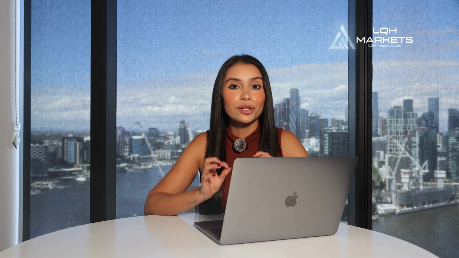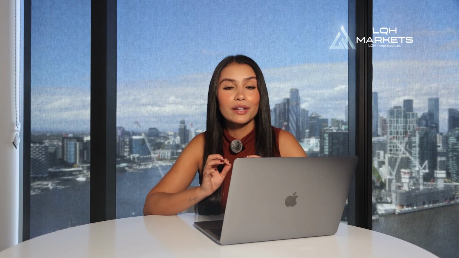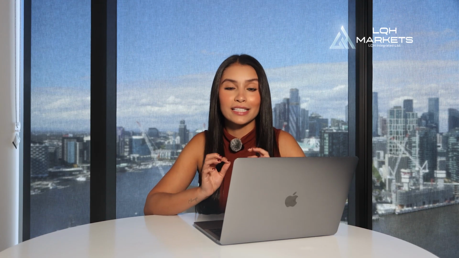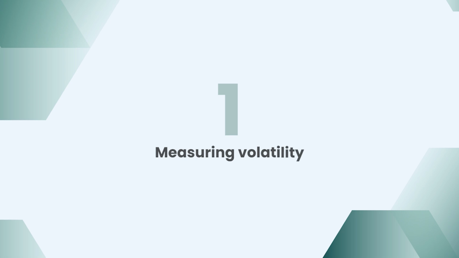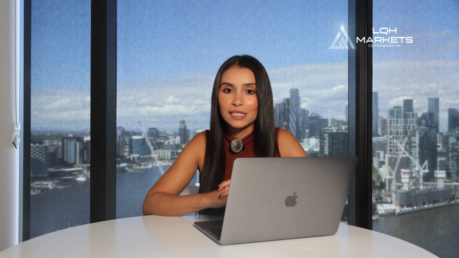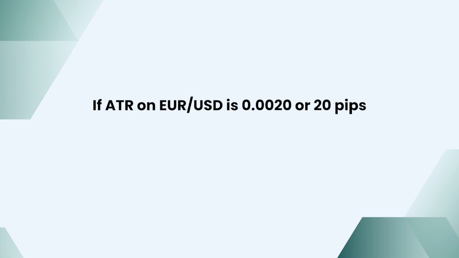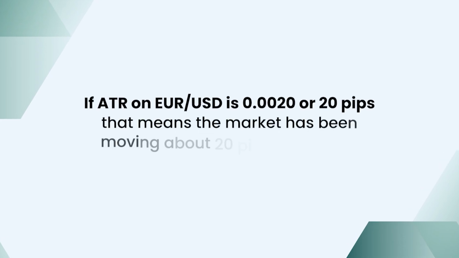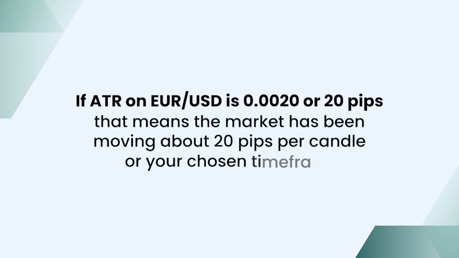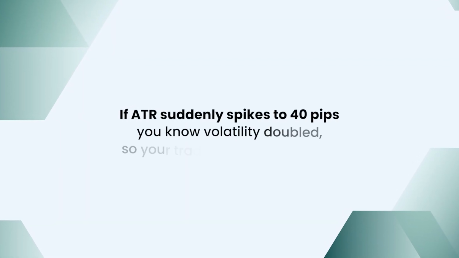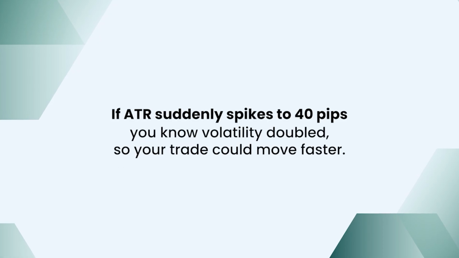Now, traders don't use ATR to decide when to buy or sell. They use it to decide how much to risk and what to expect. Here are the three main uses of ATR. First one, measuring volatility. ATR shows how much price moves on average. For example, if ATR on EURUSD is 0.0020 or 20 pips, that means the market has been moving about 20 pips per candle, or your chosen time frame. If ATR suddenly spikes to 40 pips, you know volatility doubled, so your trade could move faster, but your risk also just increased.